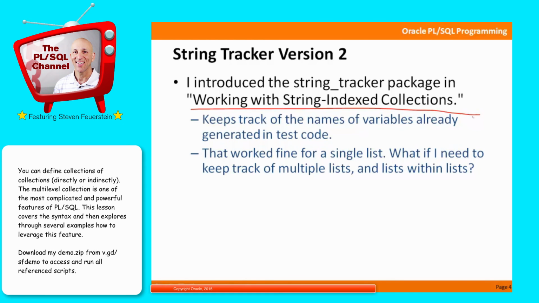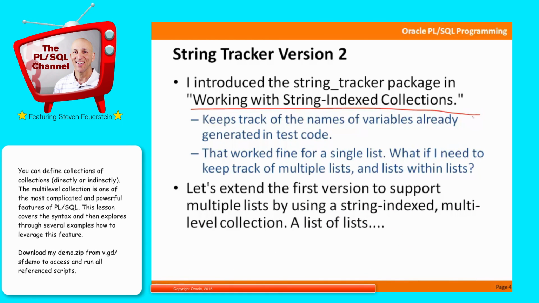So I built a package that would allow me to keep track of that information using a string index collection, allowing me to keep my code really, really simple. And that worked fine for a single list, and I'll show it to you in just a moment. But what if I needed to keep track of multiple lists and even lists within lists? Then that single list structure doesn't work very well, and it's a perfect opportunity to bring in multi-level collections.